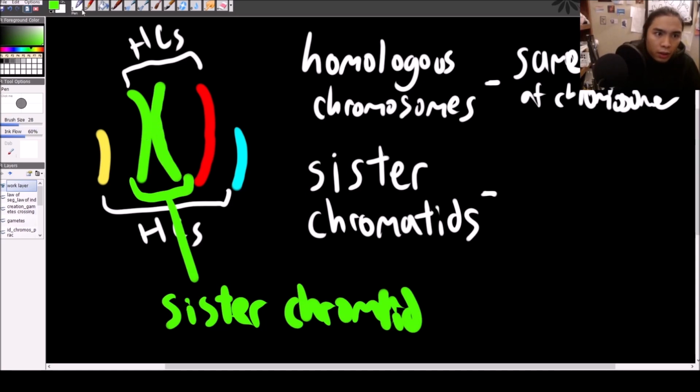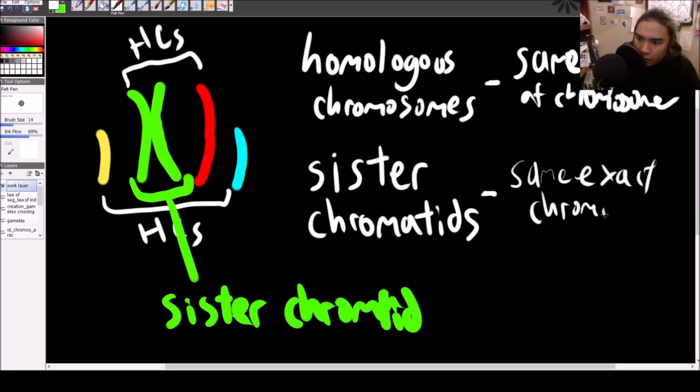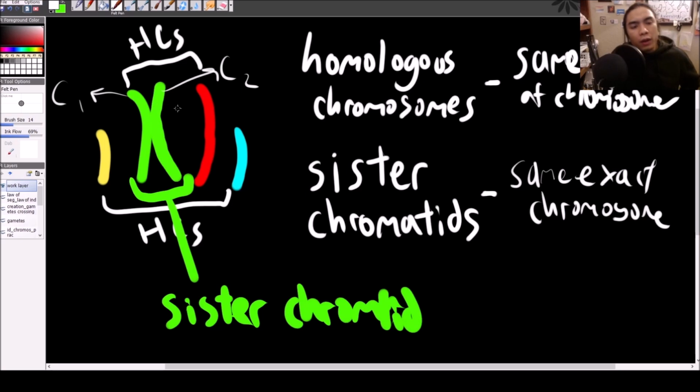So the sister chromatids are the same exact chromosome. So usually you'll find them in this X-shaped form. And then after they're separated, so then this will go into one cell, and this will go into another cell. Yeah, so usually sister chromatids, you'll find them in that form, they're made for that purpose of replication, and then they're separated.